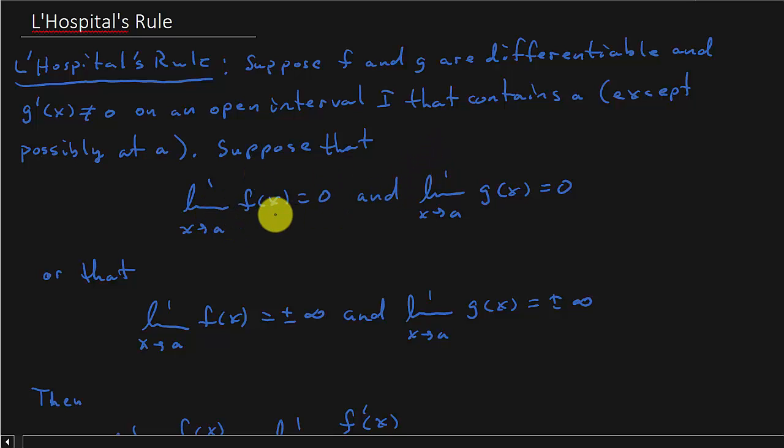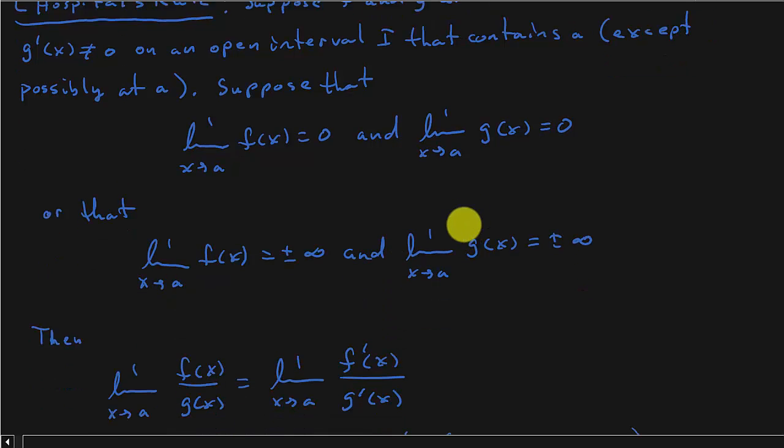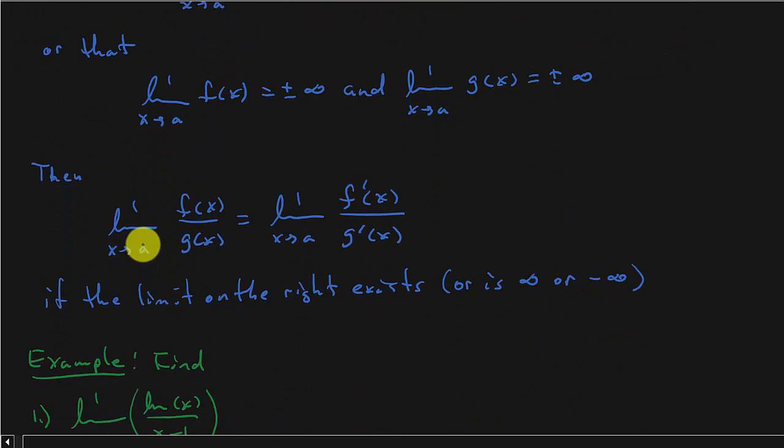Suppose that the limit of f of x and g of x as x goes to a are both 0, or the limit of f of x and g of x as x approaches a is equal to plus or minus infinity. Both of them are. Then the limit of f of x over g of x as x goes to a is equal to the limit of f prime of x over g prime of x as x goes to a, if the limit on the right exists or is infinity or negative infinity.